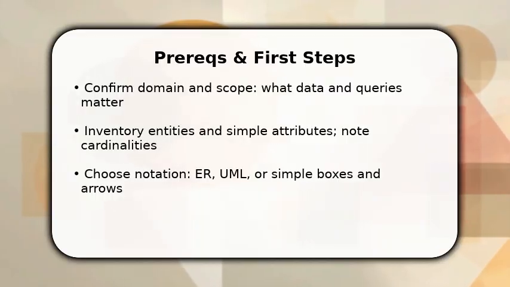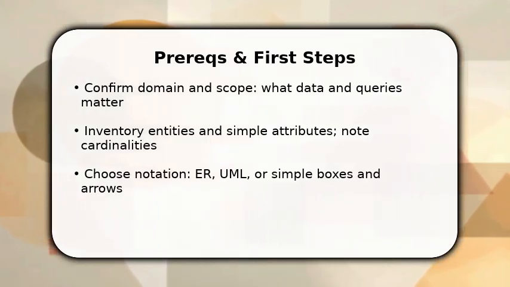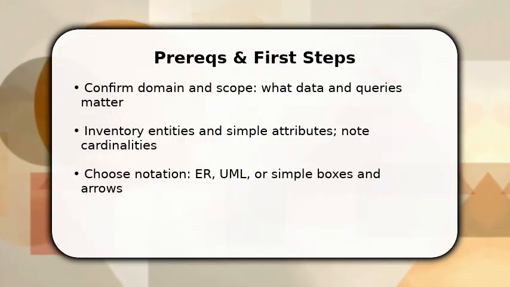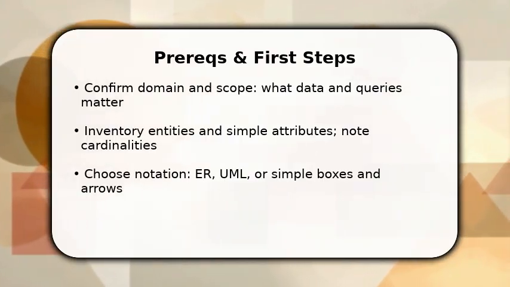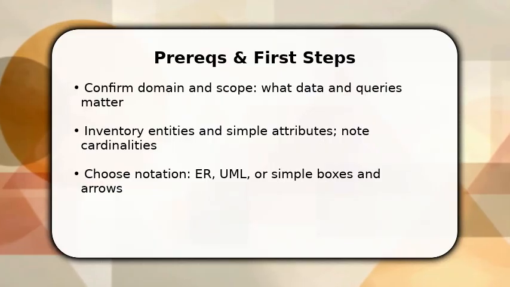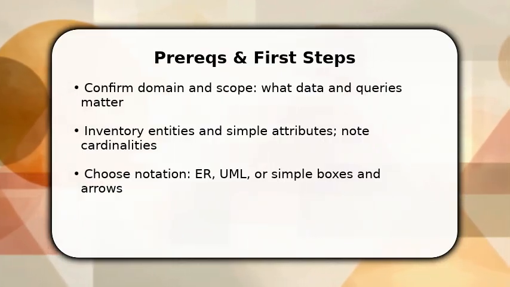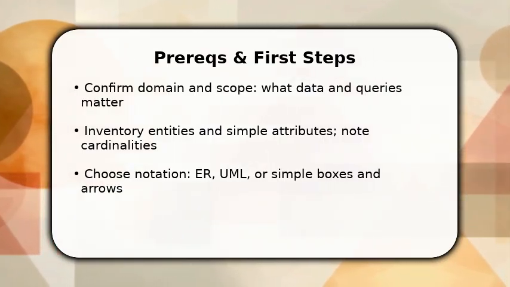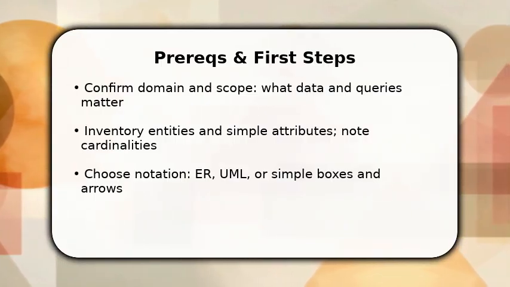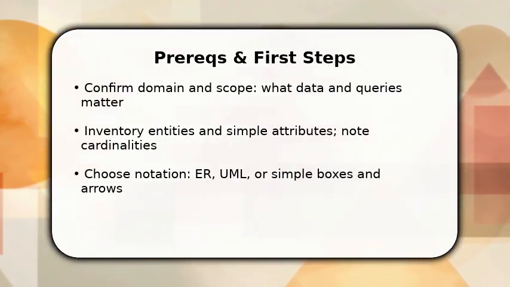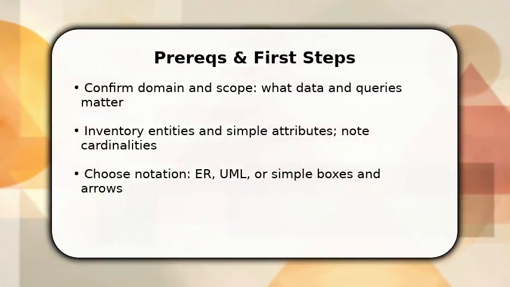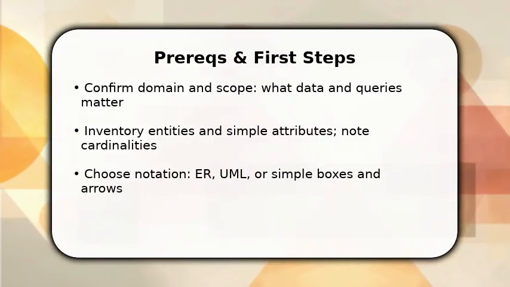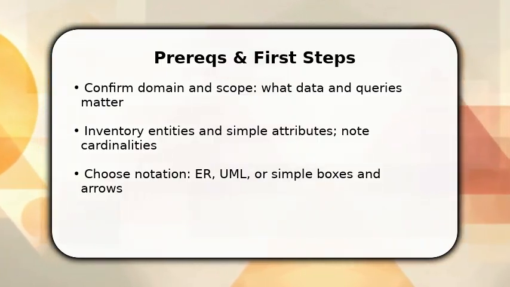You start by defining the domain and scope, so you limit complexity and decide which questions the schema must answer. Once done, inventory entities and their obvious attributes, mark one-to-many or many-to-many relationships. Make sure to pick a notation you and stakeholders understand, for example diagrams or simple boxes and arrows. These first steps give you a working map to iterate on, and they prevent wasted effort on irrelevant details.